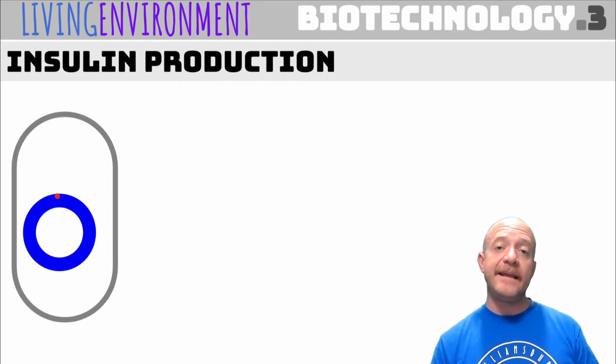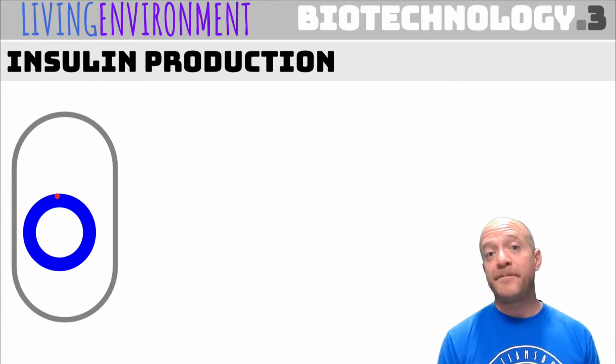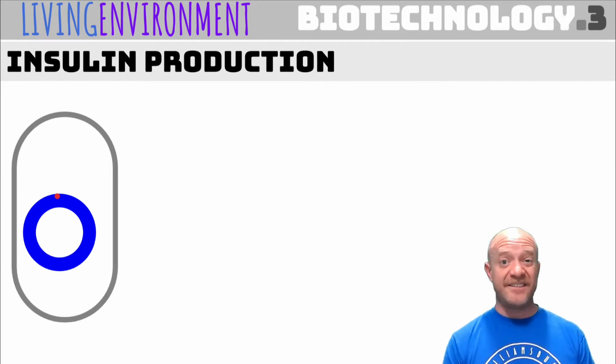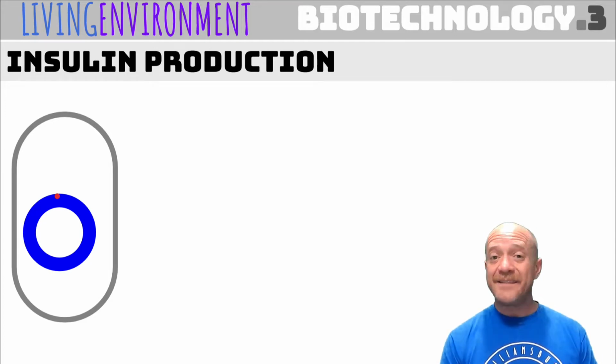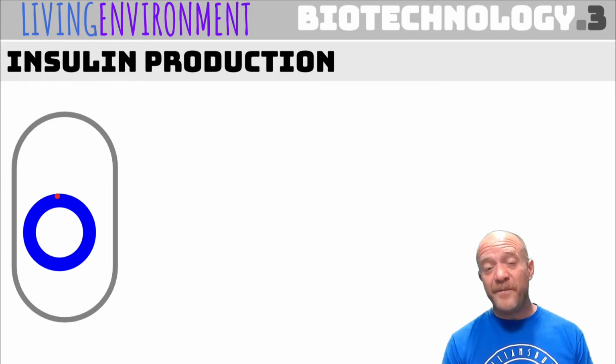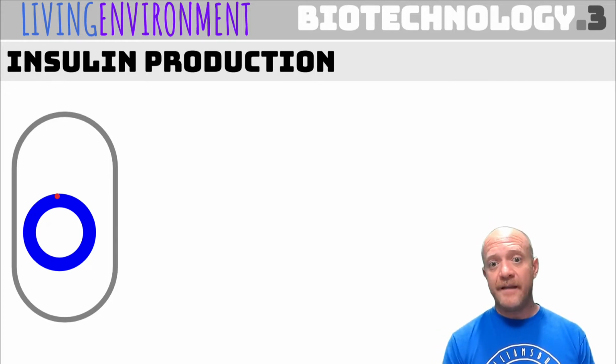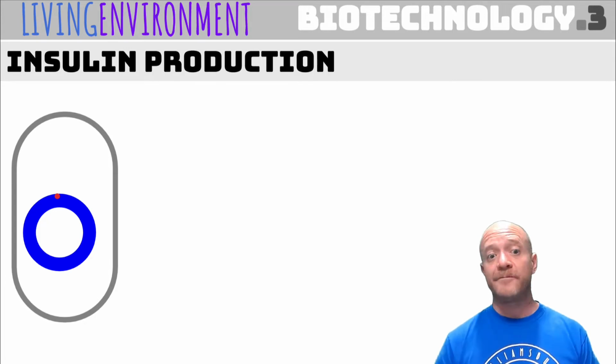Remember that insulin is a protein. It is a hormone that attaches to receptors on our cells and allows our cells to take in glucose. And sometimes people with diabetes aren't able to produce their own insulin. And it's really expensive to get insulin from a human, so a lot of times we're tricking bacteria into making it for us. And I'm going to describe that process right now.